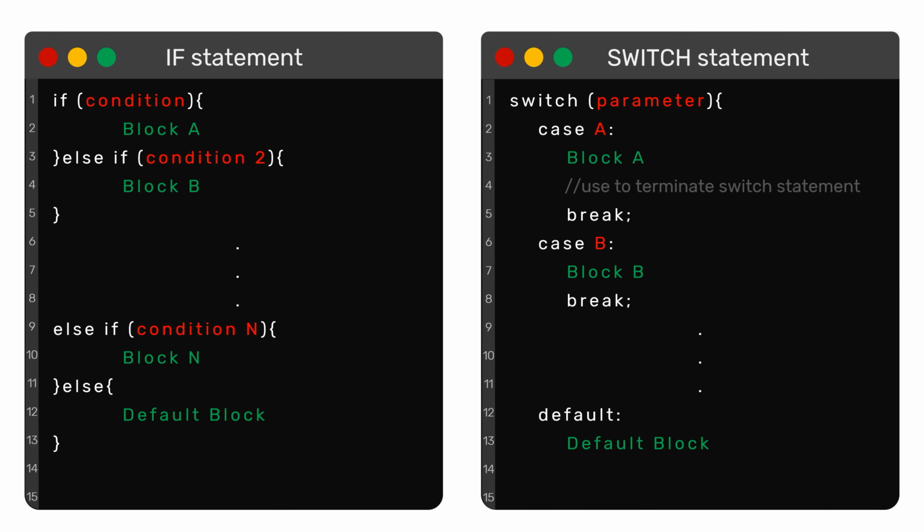Let's overview the structure of if statement and switch statement. In if statement, the block will be executed if the condition is true. For switch statement, the block will be executed if the parameter is equal to the case. Default blocks are available in both conditional flows, which will execute if all conditions are false. The default block in if statement is called else and is called default in switch statement. The keyword break in switch statement is used to exit the switch statement.